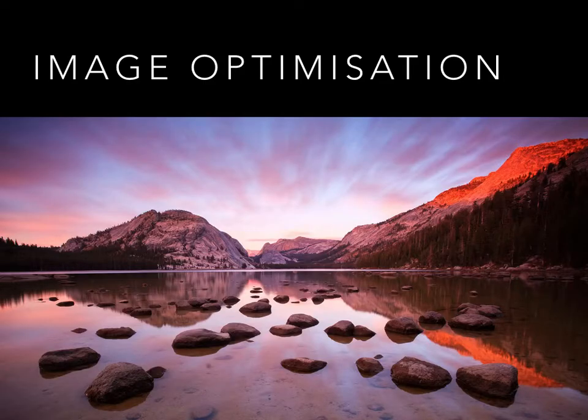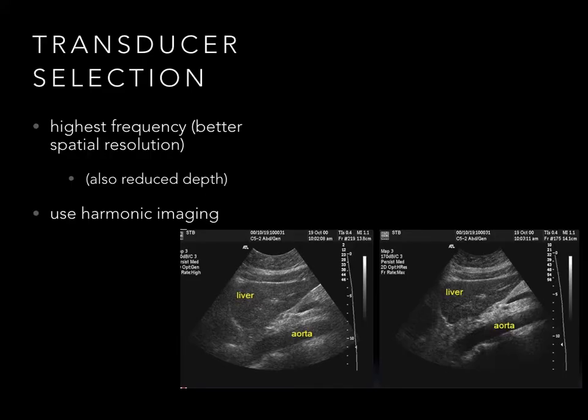So how are we going to optimize our images? We should aim to select the highest frequency transducer with the best spatial resolution. However, high frequencies will increase attenuation, and this will reduce depth of penetration. So selecting a transducer frequency is always a compromise between resolution and imaging depth. The use of harmonic imaging gives better contrast resolution.